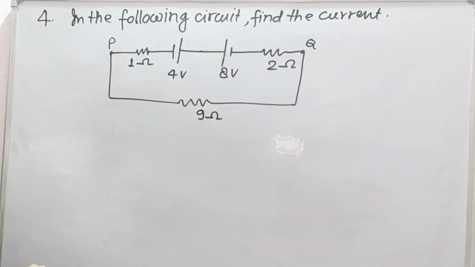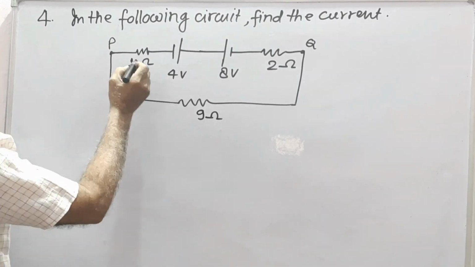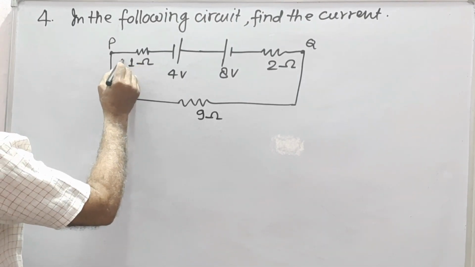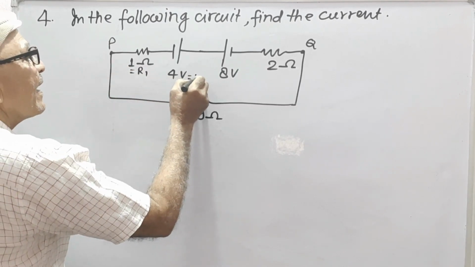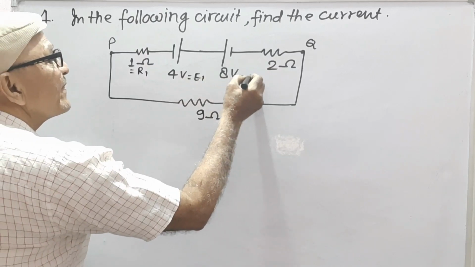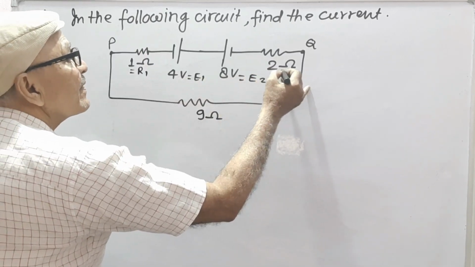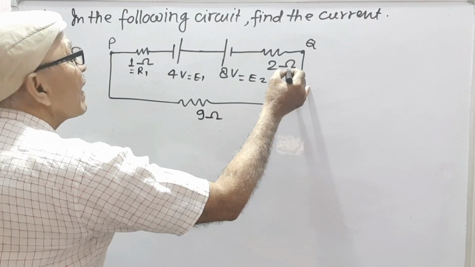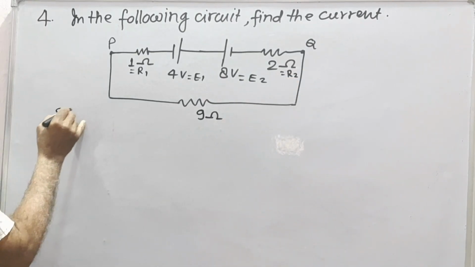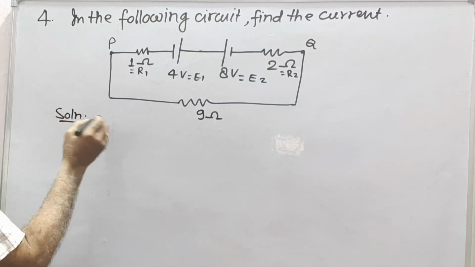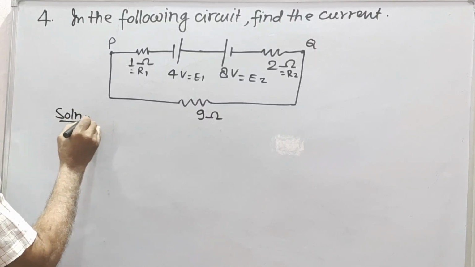Now, question number 4. The question is, in the following circuit, find the current. Here suppose this is R1, this is E1, this is E2, this is R2. Solution to question 4.